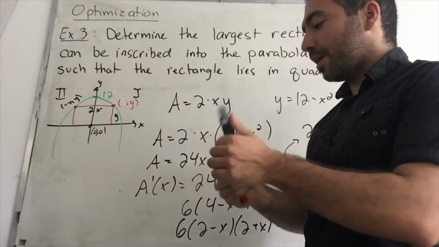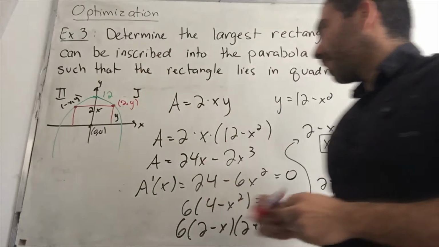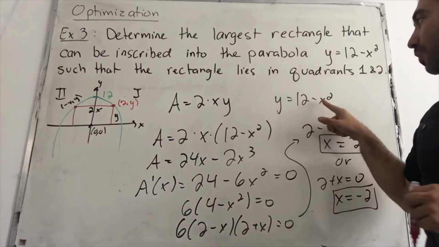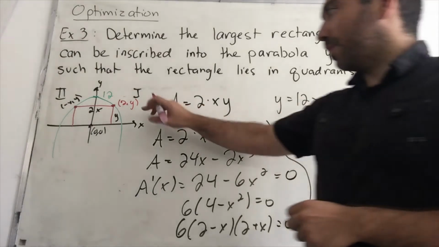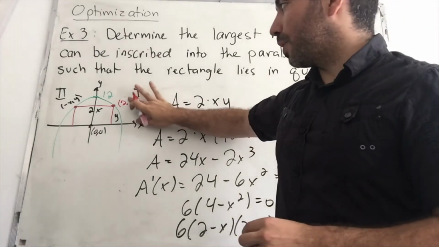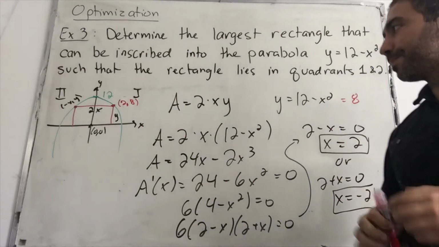Let's go ahead and find the y. To find the y, we just plug it into the original equation. We know x is 2, so 2 squared is 4, 12 minus 4 is 8. So this is 8. So this is the point (2, 8).